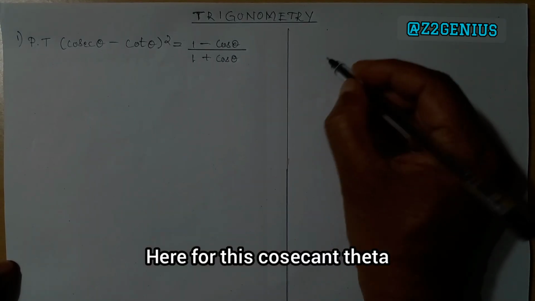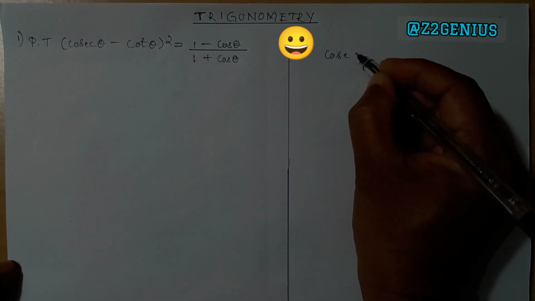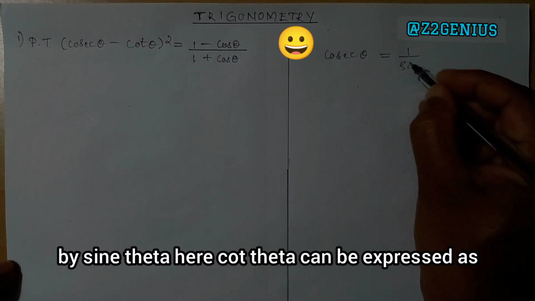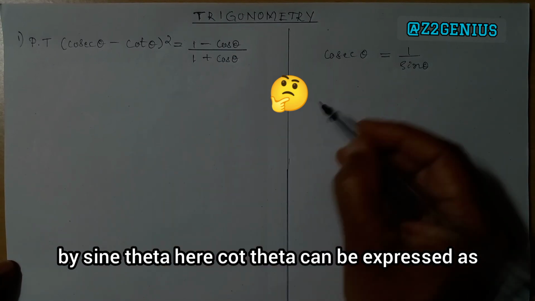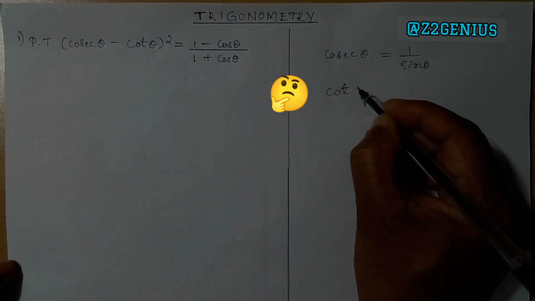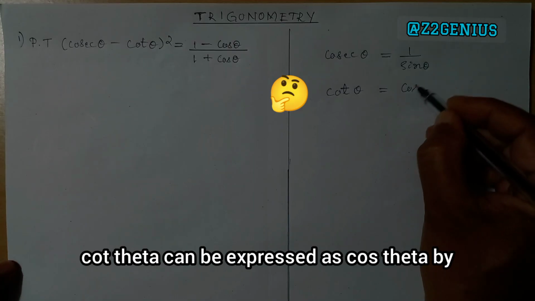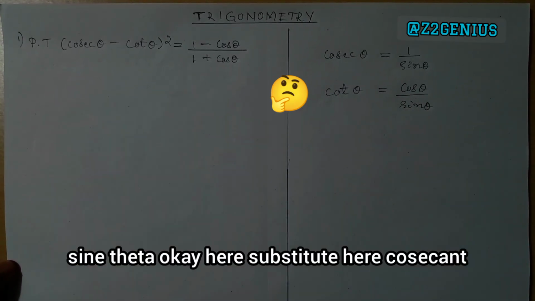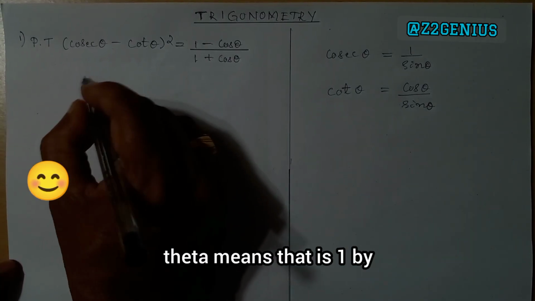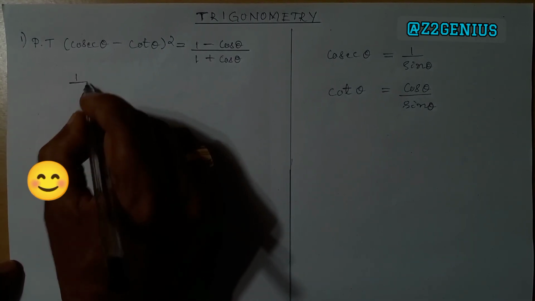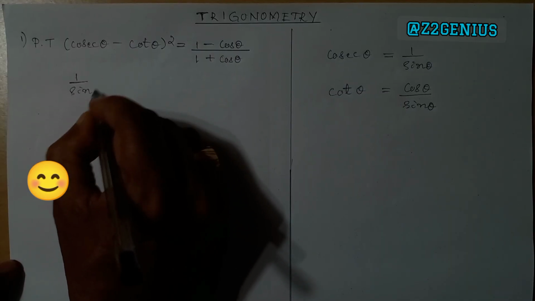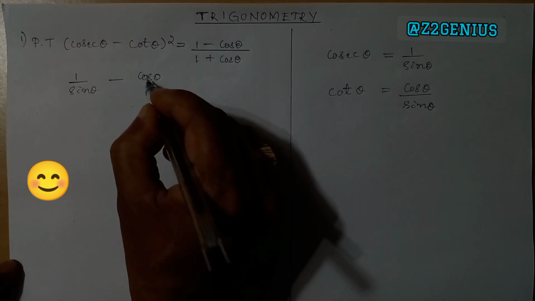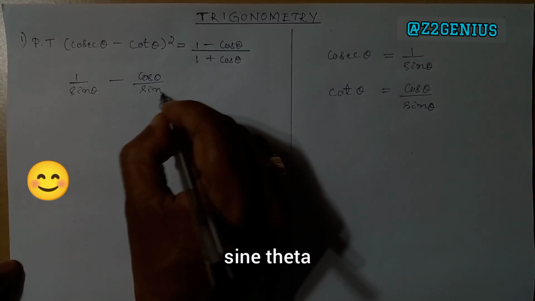Here for this cosecant theta, I want to take the reciprocal. Cosecant theta is the reciprocal, 1 by sin theta. Here cot theta can be expressed as cos theta by sin theta. Okay, now substitute here. Cosecant theta means 1 by sin theta, minus cot theta, which is cos theta by sin theta.